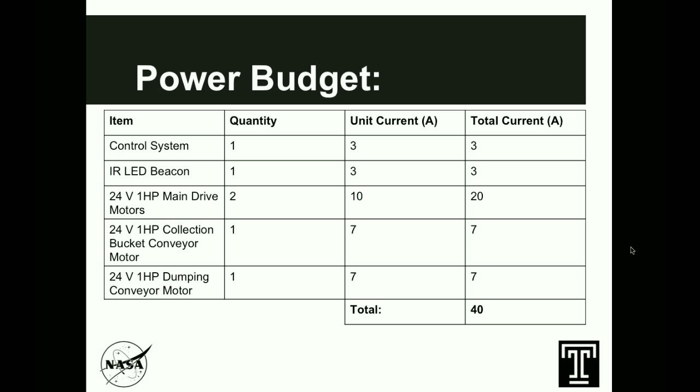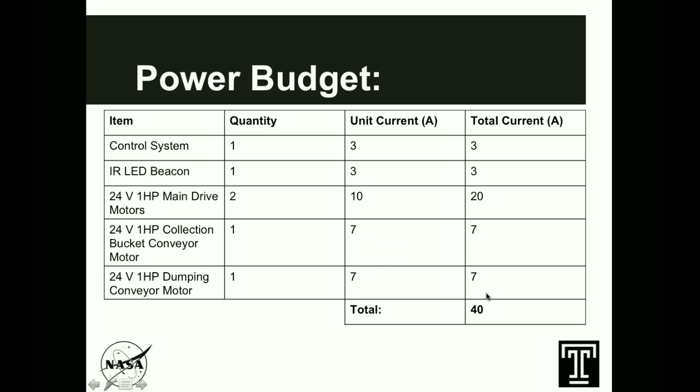Right now, for our power budget, the most costly thing we have are our 2 main drive motors. As you can see in this chart, we're budgeting 10 amps per motor. This is actually a very liberal estimate. Last year at the competition, we measured 5 amps per motor, so this is double that measurement. And similarly, we are providing very liberal estimates for how much both our control system and LED beacon are going to consume, as well as our collection motor and our dumping conveyor motor.